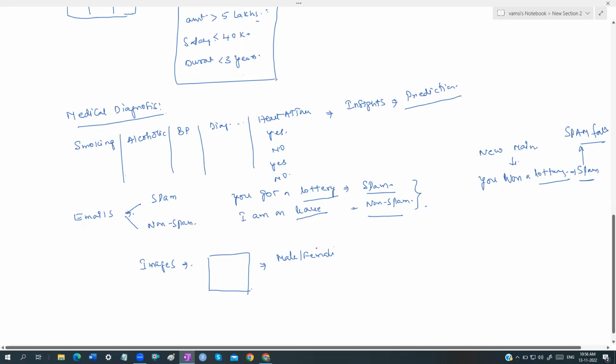But how can the machines tell? The machines have already learned from those images. We already trained the machine. We gave so many images and said these are male images and these are female images, like that. We already gave input to the machines.